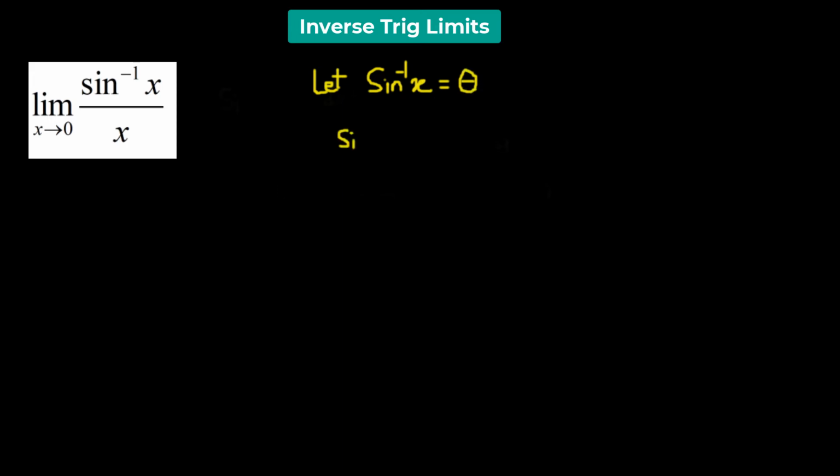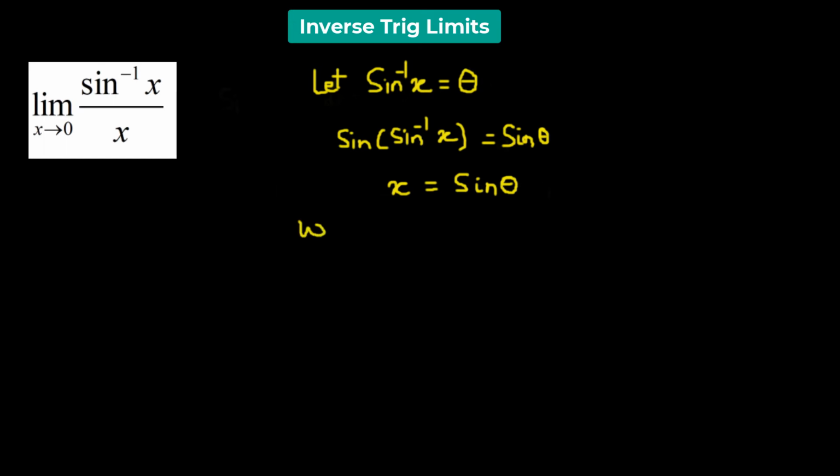Now when we take the sine on both sides, we have sine of sine inverse of x is equal to sine theta. The sine of sine inverse of x is going to give us x. So we have x equals sine of theta. Now we also have to change the limits.